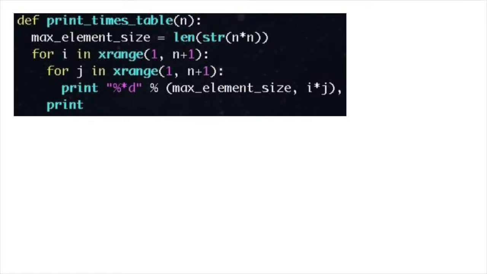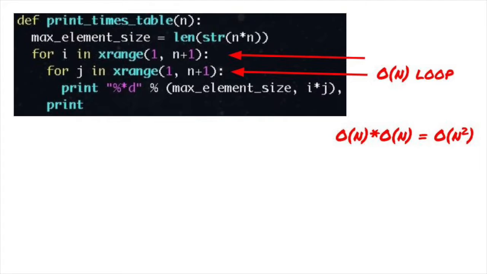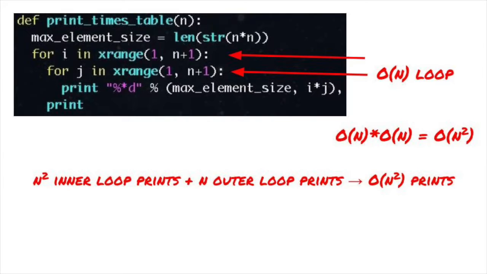Let's look at a multiplication example. Here, n is the size of our multiplication table. We have our i loop, which is O of n, and we have another j loop, which is also O of n. For each of the i loop, we do O of n things in the j loop, so we multiply. O of n times O of n equals O of n squared. For each of the inner loop, we do a print, and for each of the outer loop, we do a print. In the number of prints we do, this code is O of n squared.